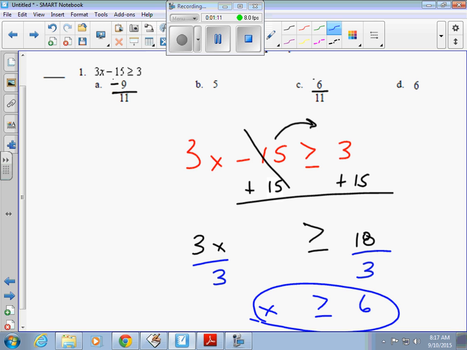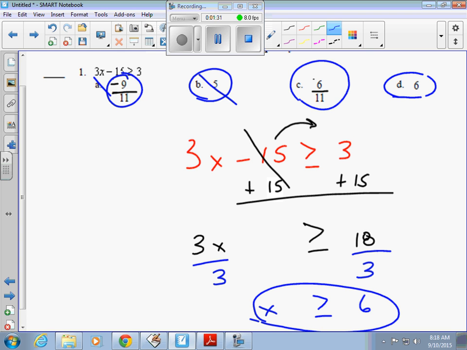Notice that that's not the answer. You have to choose an answer that is a solution, something that is greater than or equal to 6. This is a negative value. This one's out. 5 is not greater than. That one's out. 6 over 11 is not even one whole, so that one's too small. D, 6. D as in dum-dum is the correct answer for number 1. 6, greater than or equal to.